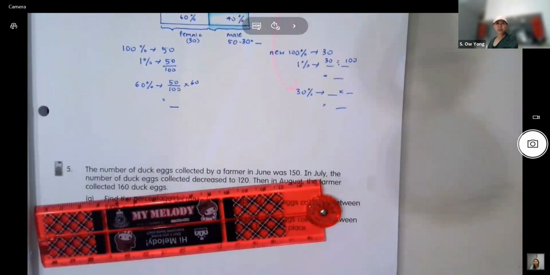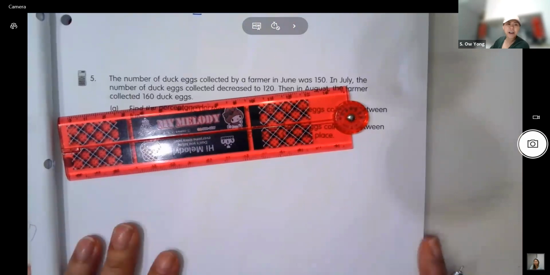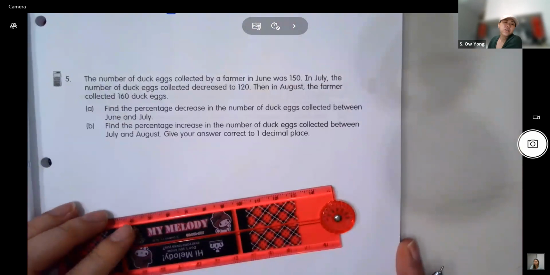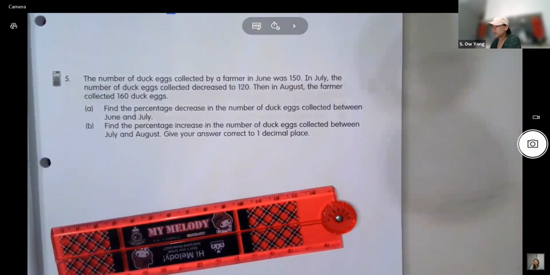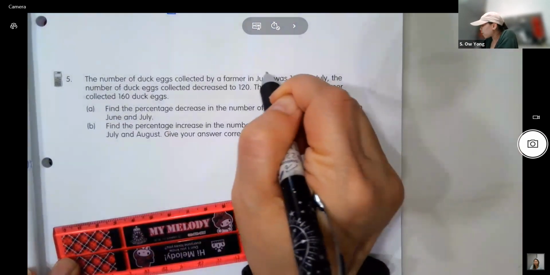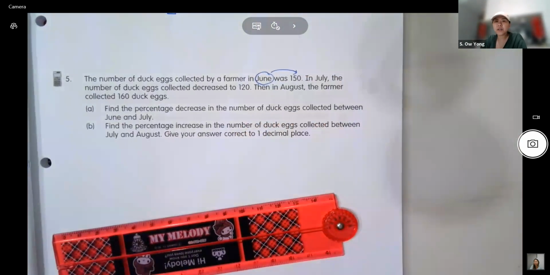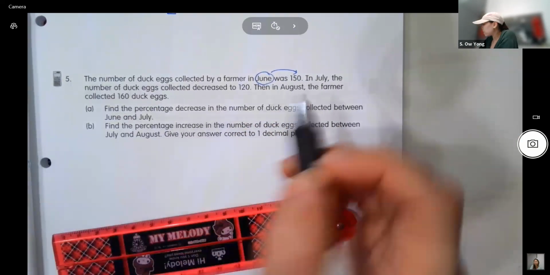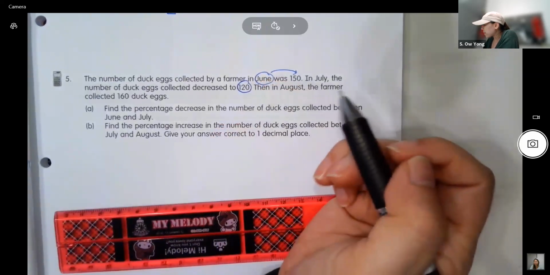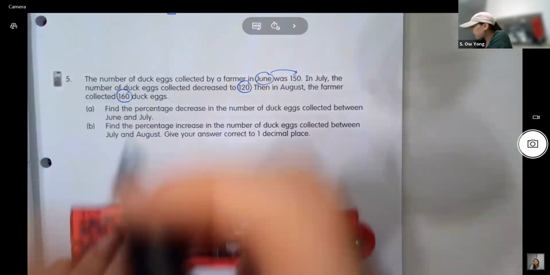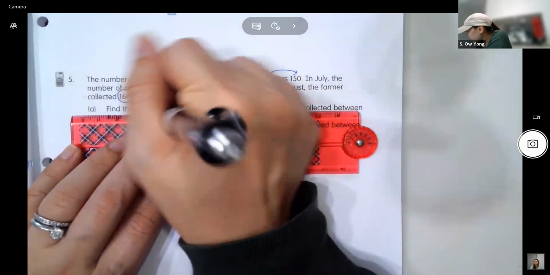Okay, with that, let's move on to question 5. This is the identification of who is the 100%. So the number of duck eggs collected by a farmer in June was 150. So in July, the number of duck eggs collected decreased to 120. And in August, he collected 160. Find the percentage decrease, increase between July, August.